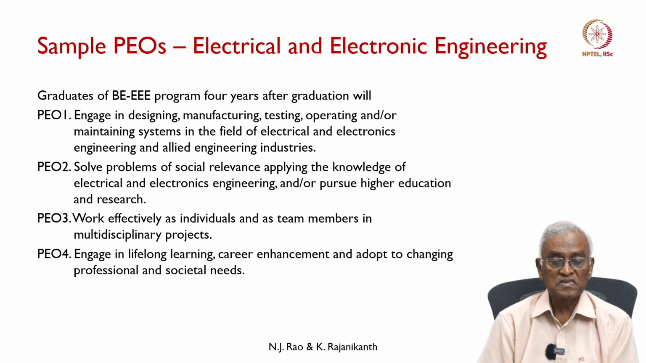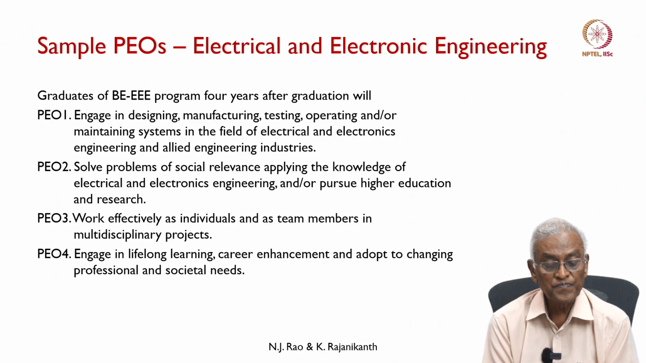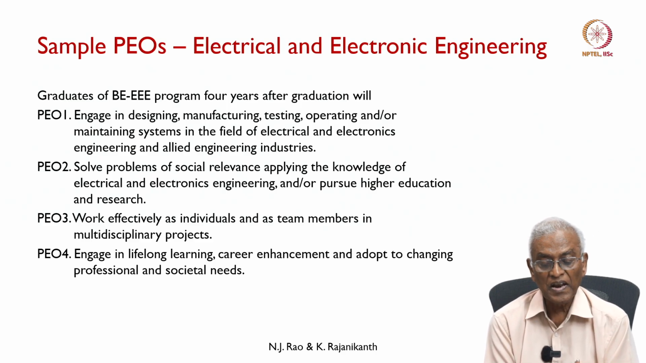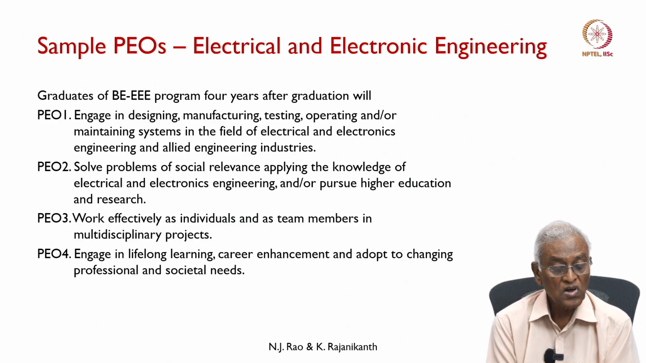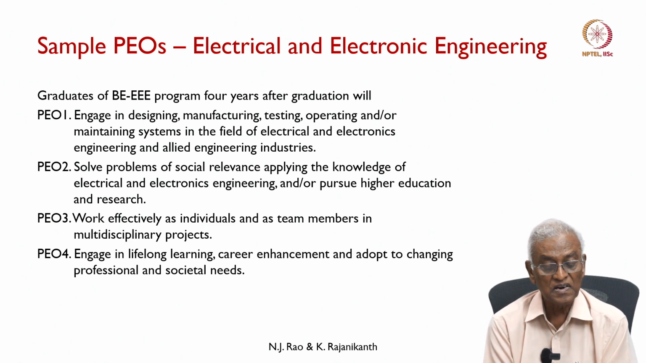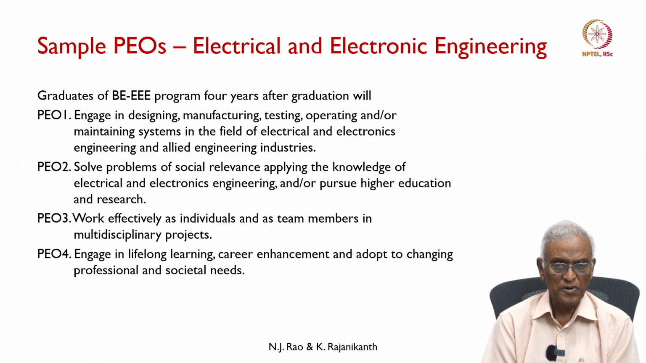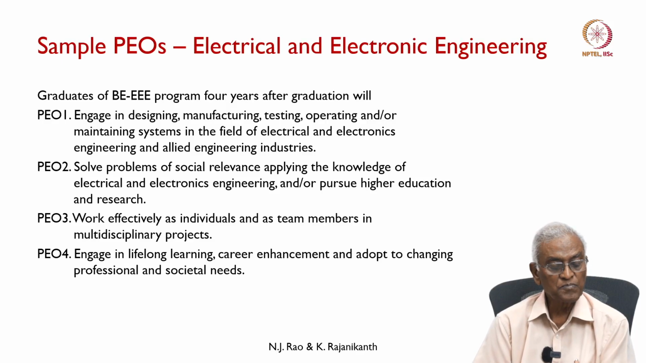Now let us look at another sample, electrical and electronic engineering. Graduates of the BE EEE program, 4 years after graduation, will engage in designing, manufacturing, testing, operating and or maintaining systems in the field of electrical and electronics engineering and allied engineering industries. Solve problems of social relevance applying the knowledge of electrical and electronic engineering and or pursue higher education and research. This part is approximately similar to the mechanical one. Work effectively as individuals and as team members in multidisciplinary projects. Engage in lifelong learning, career enhancement and adapt to changing professional and societal needs.